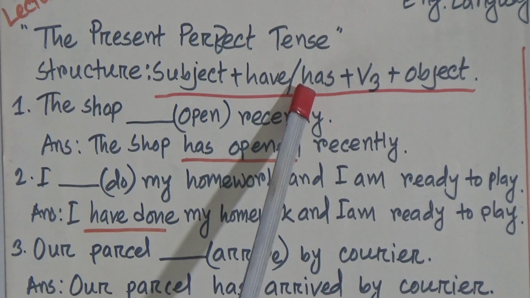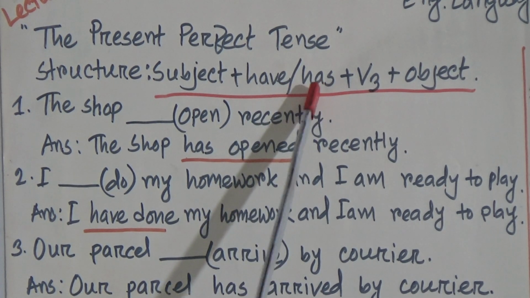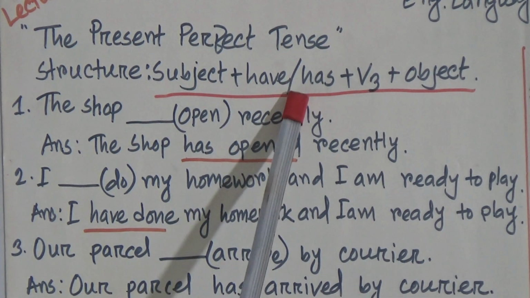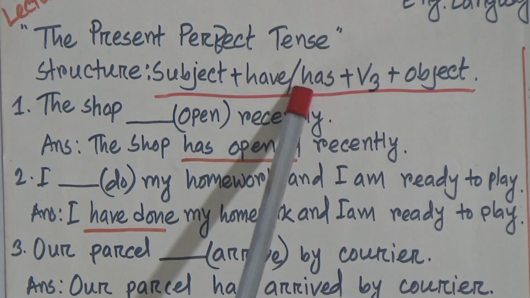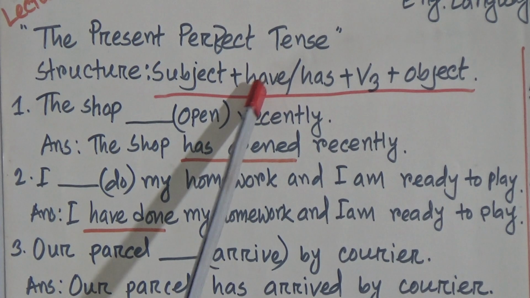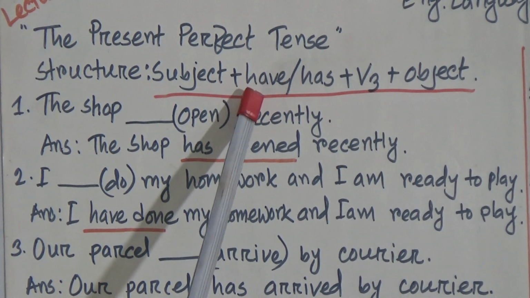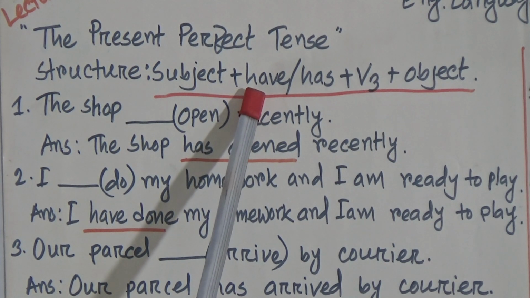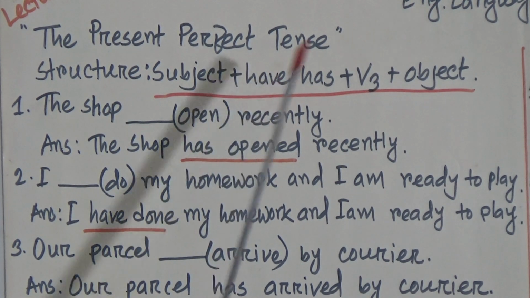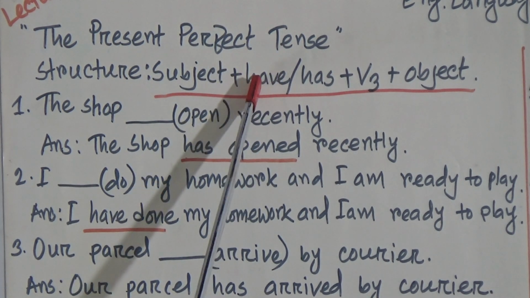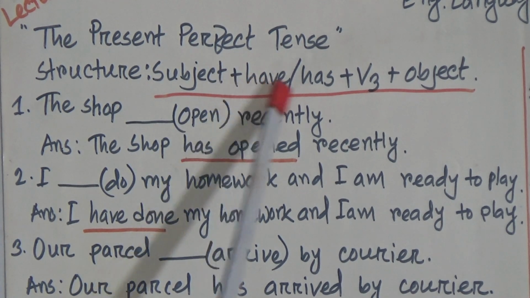When the subject is third person singular number, that means it may be any name or he or she or it or something like that, in that case we have to use has, okay? And if the subject is first person or second person or third person plural number, that means I, you, we, they, in those cases we have to use have, okay?